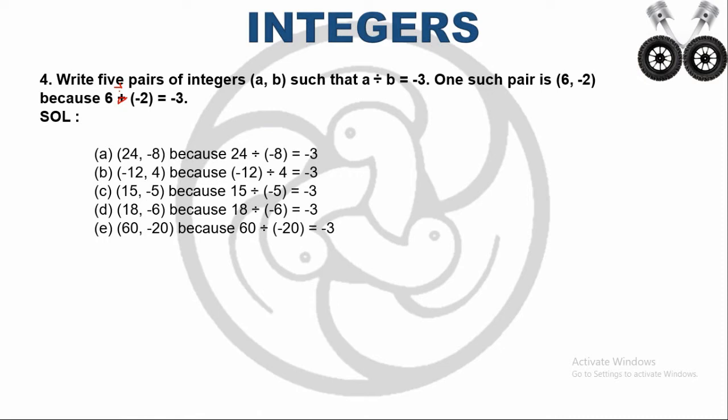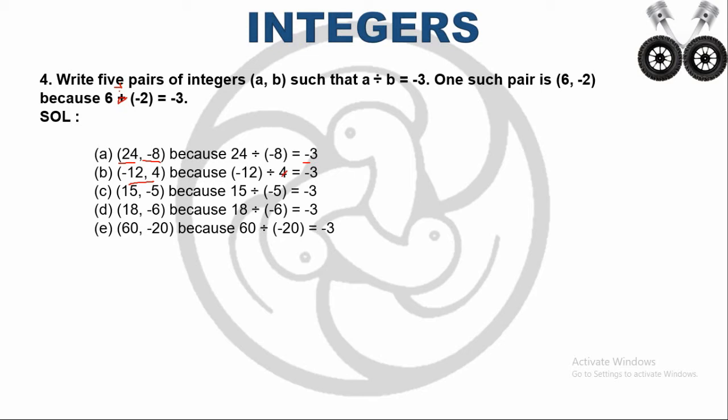First I took the a value as 24 and the b value as minus 8. Because in the answer I have the negative sign, that means the two integers should have different signs. So 24 divided by 8, the answer is 3. So that is minus 3. The next one is minus 12 divided by 4. Whenever I cut 4 with 12, I get the answer as 3. The two integers have different signs, that means in the answer I have to put the negative sign.